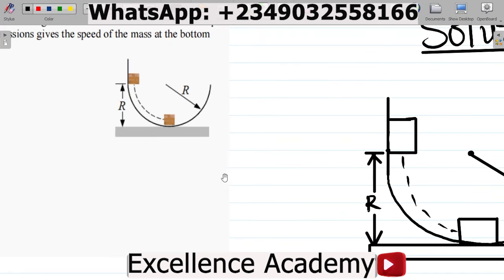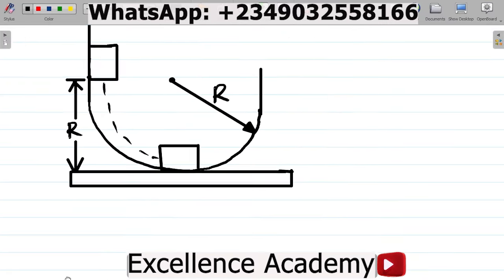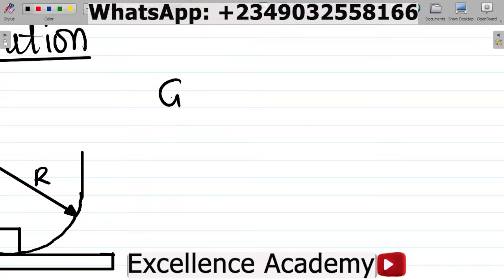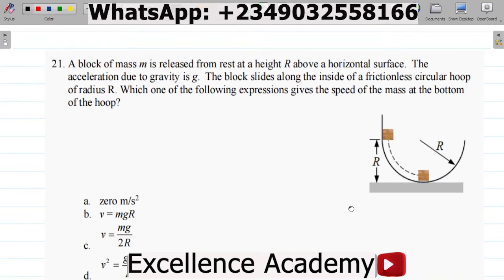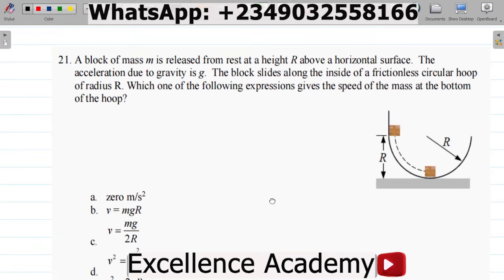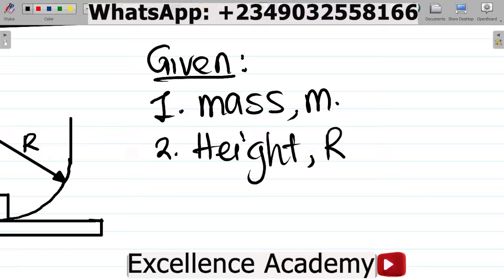All right, let's analyze this question here. What are we given here? They said the block of mass M. So, given: the first thing you're given there is the mass M. Next up, it said released from rest at a height R. So number 2, the height R. That's the second thing we're given there.